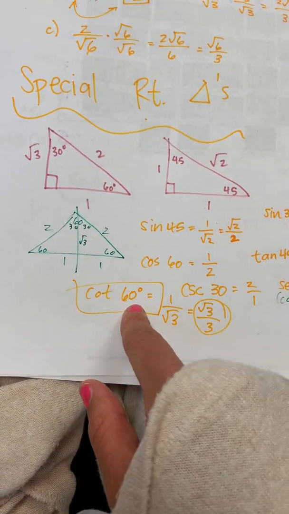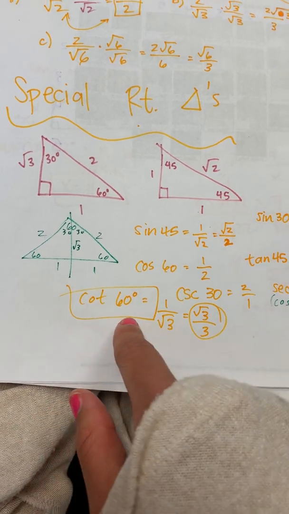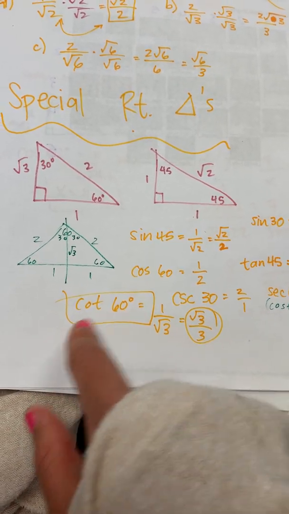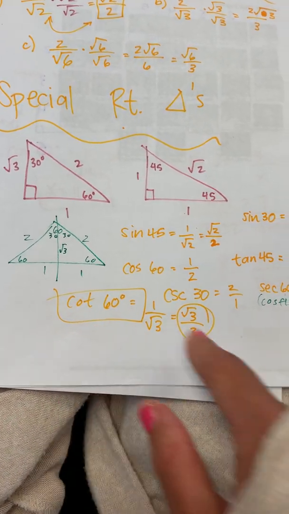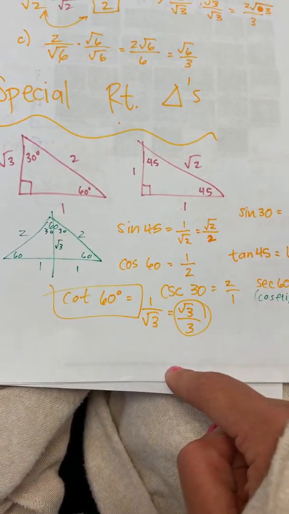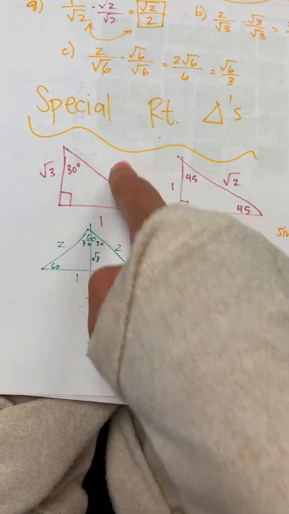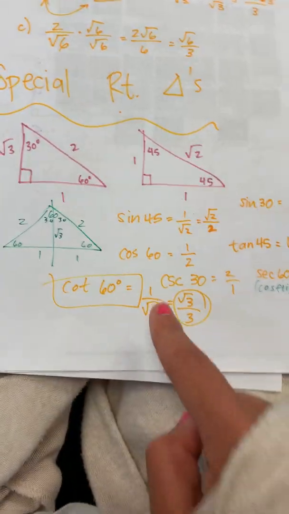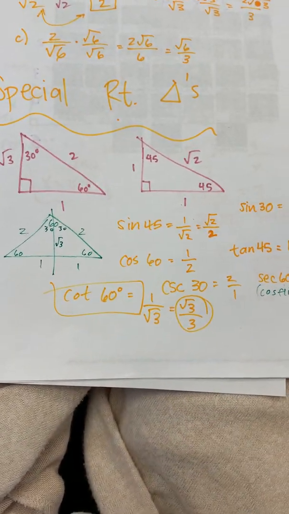Cotangent of 60. Cotangent is the flip of the tangent, so it would be adjacent over opposite. At 60, adjacent over opposite. I did over hypotenuse. Adjacent over opposite, 1 over root 3. And then rationalize the denominator.